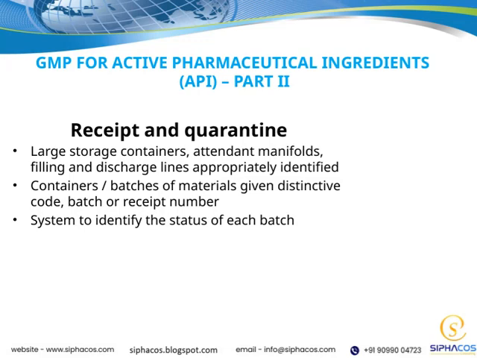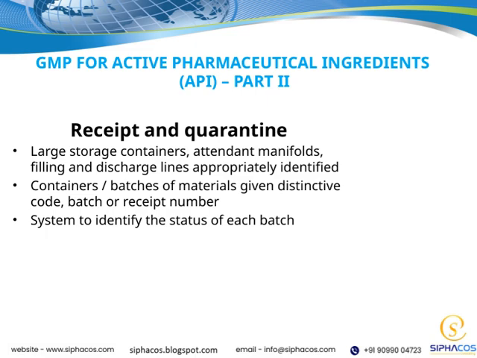Let's take a closer look at receipt and quarantine procedures. When materials arrive, they are stored in large containers, and all the attendant manifolds, filling, and discharge lines are clearly identified to prevent any mix-ups. Each container or batch of materials is assigned a distinctive code, such as a batch or receipt number, which helps us track and manage the materials effectively. It's also crucial to have a system in place to identify the status of each batch at any given time. This ensures that only approved, properly quarantined materials are used in production, maintaining the integrity of our active pharmaceutical ingredients.